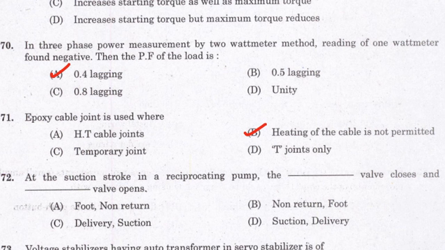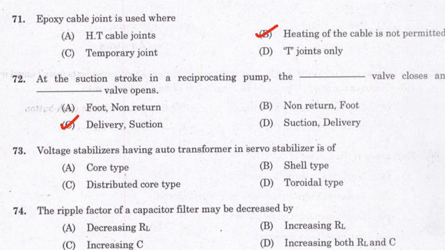At the suction stroke in a reciprocating pump, the dash valve closes and dash valve opens. Foot non-return, non-return foot, delivery suction, suction delivery. The right answer is option C, delivery suction. Voltage stabilizers have auto transformers; in servo stabilizer it is of core type, shell type, distributed core type, toroidal type. Right answer is option D, toroidal type.